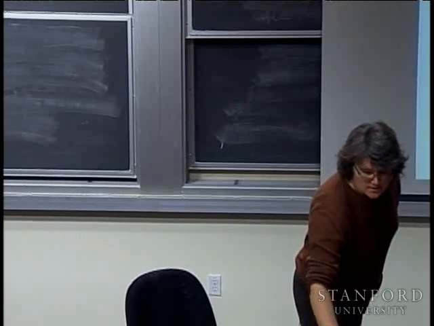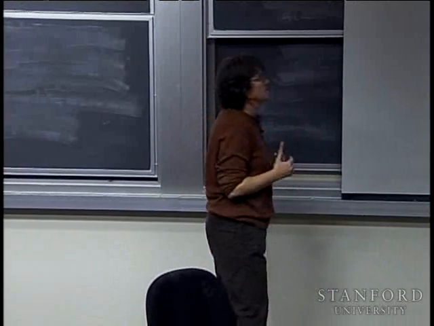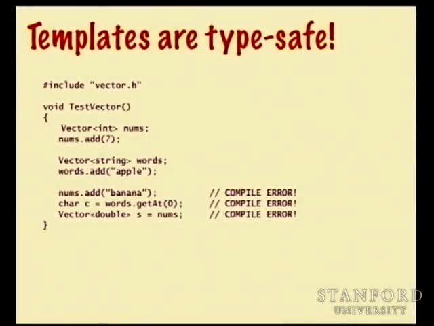Okay. So let me just reinforce this idea that templates are type safe, and that if you misuse them, you will get errors from the compiler that help alert you to the mistakes you've made. If I make a vector specialized to hold ints, so this nums is really an integer vector, and I make a vector to hold strings that I call words, I can add integers into the first one, I can add words to the second one, but I can't cross those lines. If I try to take nums and add to it the string banana, it will not compile.